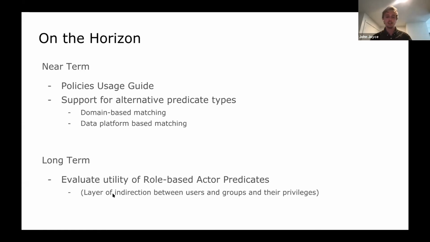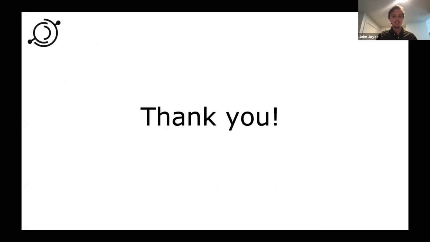And then in the long term, we want to consider the utility of a role-based actor predicate. As you saw, there's mainly users and groups which are able to do different things. We have had some requests from a few folks that this layer of indirection, which is commonly called a role, would perhaps be useful. So we're looking for feedback and direction from the community to understand whether that's a requirement we really need to take into account here with the system. So that's pretty much it. Thanks, guys. I will hand it back to Shirshanka.